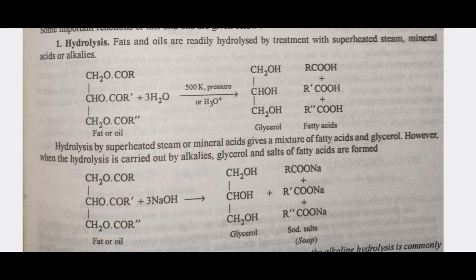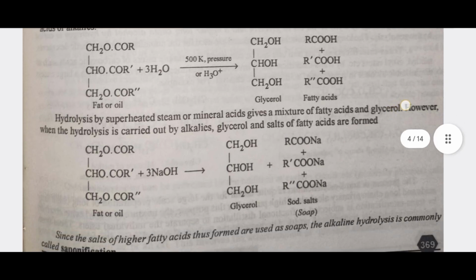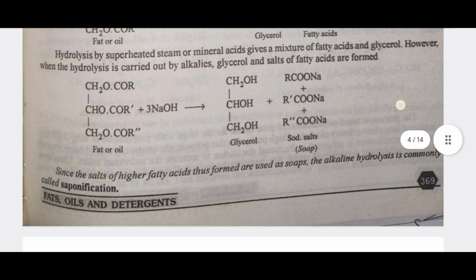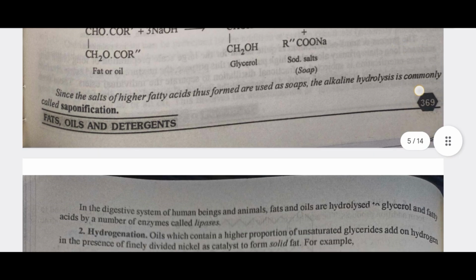However, when hydrolysis is carried out by alkalis, glycerol and the salts of fatty acids are formed. फैट और ऑयल को रिएक्शन कराएंगे जब 3 NaOH के साथ, NaOH के 3 मोलिक्यूल के साथ, तो ग्लाइसरॉल और सोडियम साल्ट मिलेगा. सोडियम साल्ट, that is soap. Since the salts of higher fatty acids thus formed are used as soaps, the alkaline hydrolysis is commonly called saponification.